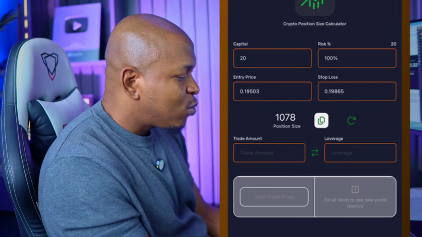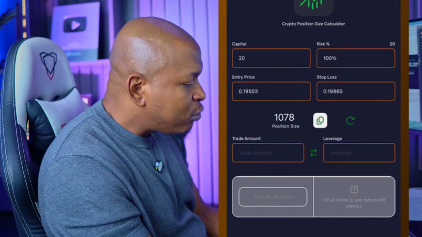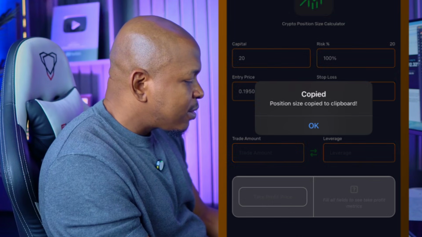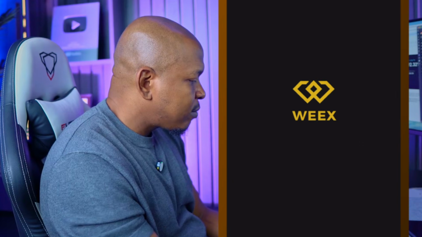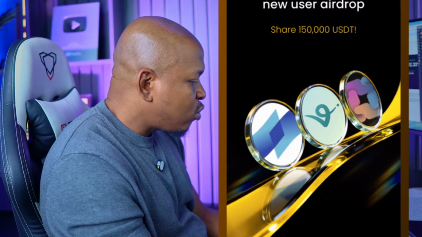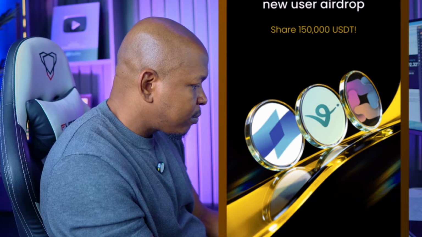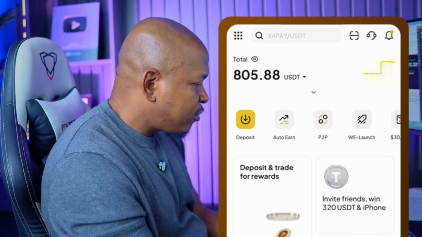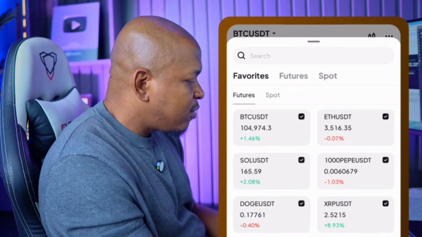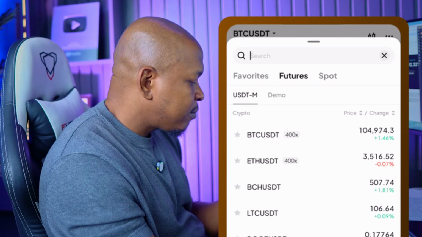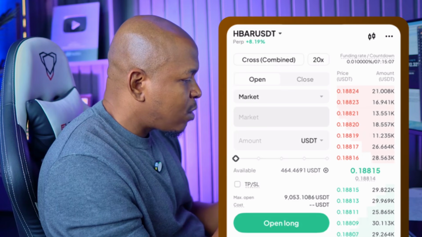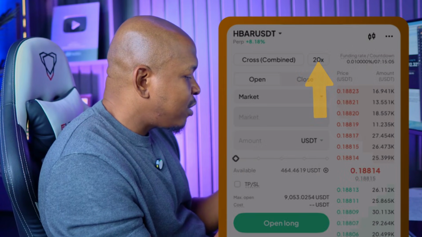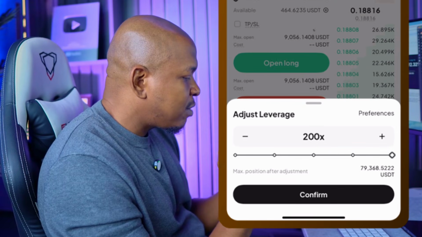I've already shown you how to set up your account. What you then need is this position size. So copy it, then go to Weex. Let's place this trade on Weex. On Weex, we're going to go to the futures section. In the futures section, the trade we want to take is HBAR. Click on it. We're now in HBAR. So I want to raise my leverage to the highest. This 200, it doesn't matter.